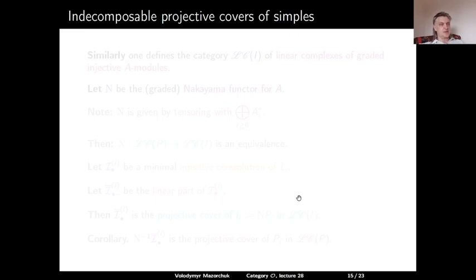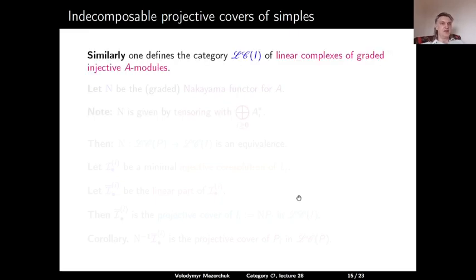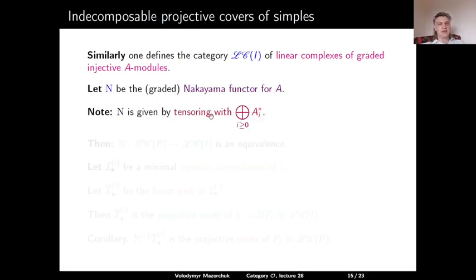Let us now discuss indecomposable projective covers of simples. So similarly to the linear complexes of projective modules, we can define linear complexes of injective modules. So let N be the graded Nakayama functor for A. So this is given by tensoring with the dual bimodule, but we don't dualize A, we just dualize the finite-dimensional homogeneous parts and take the direct sum. So this is a much smaller vector space.